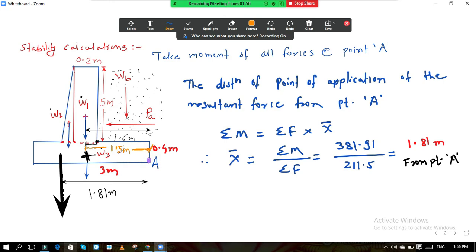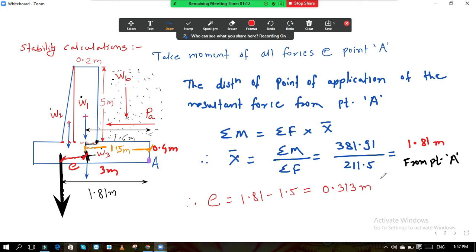This is 1.5 center. Okay. So how much is this eccentricity? Whatever may be remaining now, this remaining thing is the eccentricity E. So your eccentricity E is equal to 1.81 minus 1.5. So that eccentricity is 0.313 meter.